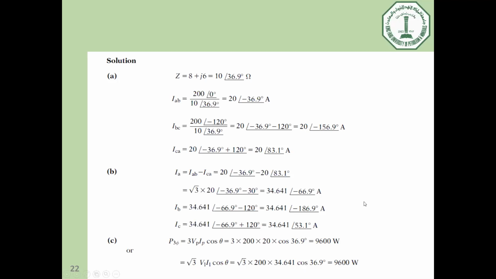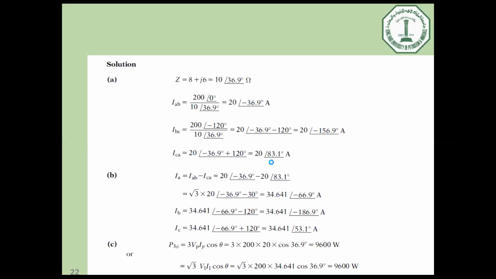Also, you can say power in three-phase, and you know the current in the phases, so it's easy to say it equals I squared R. Is it right or not? Can I say now the phase current squared multiplied by the resistance?